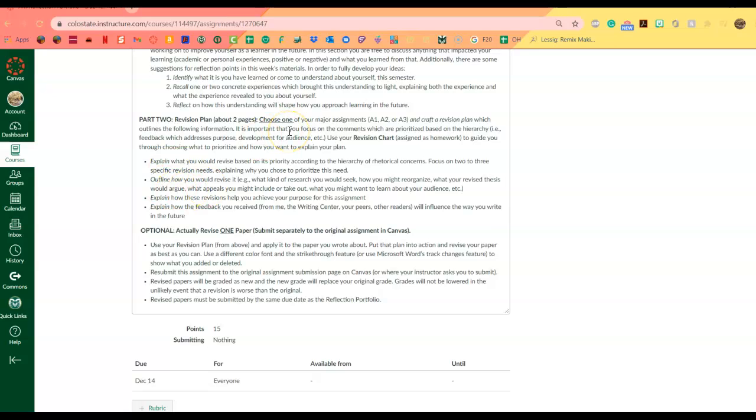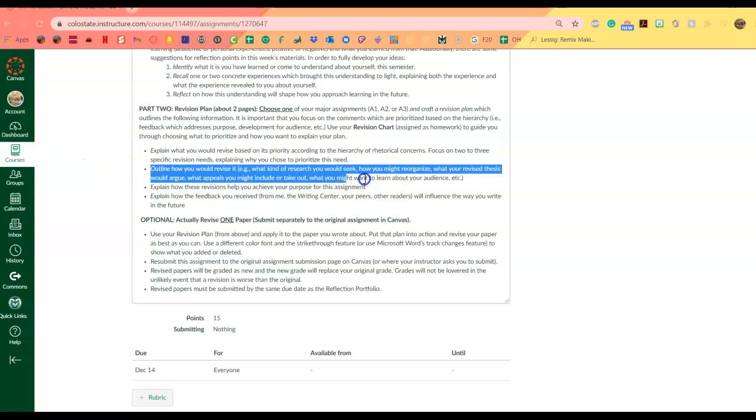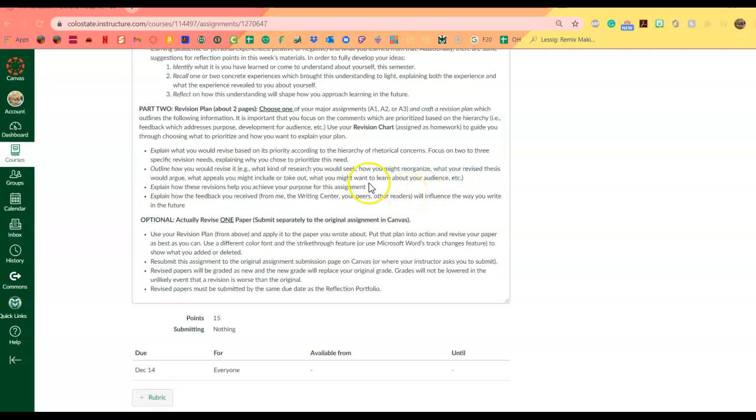Then you are going to outline it as if you were actually going to revise. What kind of research would you seek? How might you organize? What would your revised thesis look like? And what order would you do this in? So what are some things that you would need to do? And you can put this into just bullet points. Doesn't need to be full sentences.